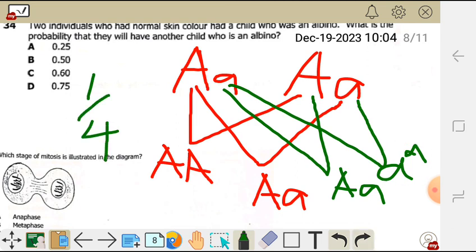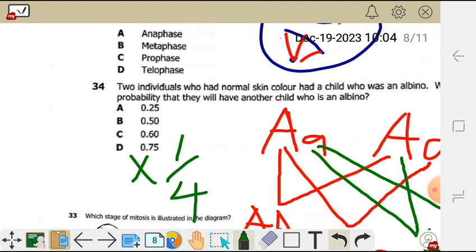So take this into percentage, you multiply it with 100. So to multiply this with 100, we are going to have a 25%, which is 0.25. So the probability of them having another child, the child will be an albino, is 0.25. It is 1 out of 4, which is 0.25. The correct answer is A.